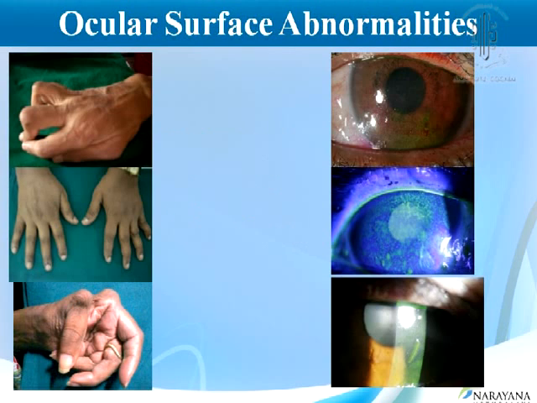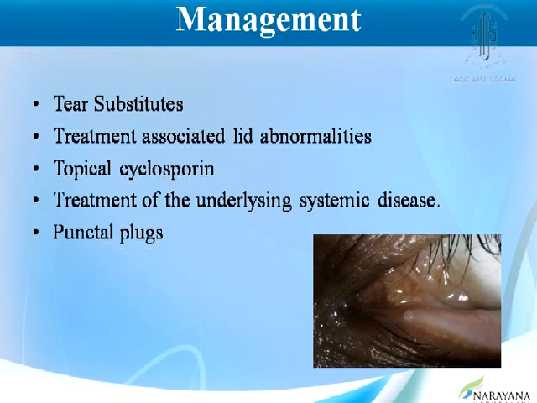Coming to the ocular surface abnormality, it's a case of rheumatoid arthritis. They can have severe dry eye with the superficial punctate keratitis or the filamentary keratitis. These cases were managed with topical lubricants, and we need to treat the associated abnormalities, either the meibomian gland dysfunction or the trichiasis. Topical cyclosporin is used to control the inflammation. We need to treat the underlying systemic disease, and in mild to moderate cases, we can use a punctal plug to preserve the existing tears.